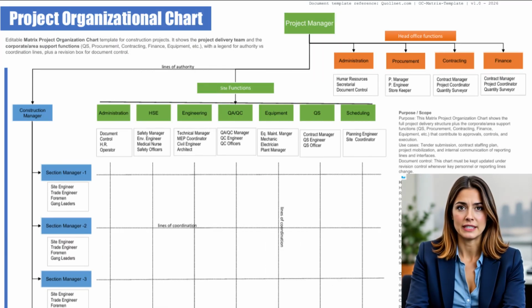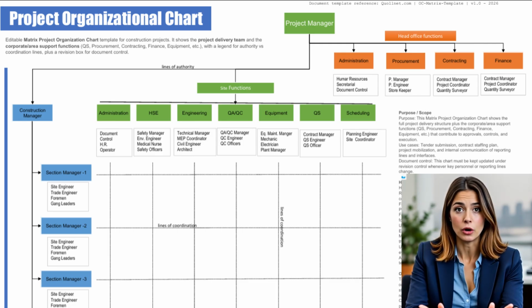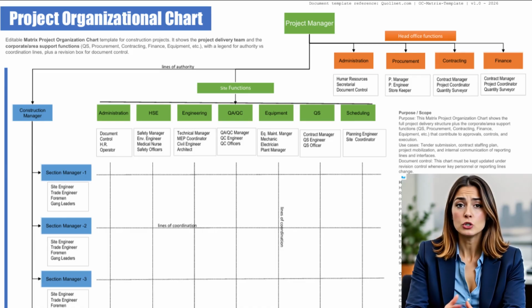Most org charts fail because they become unreadable. Keep it simple, show the must-have functions clearly, avoid a mess of lines, and use standard titles.